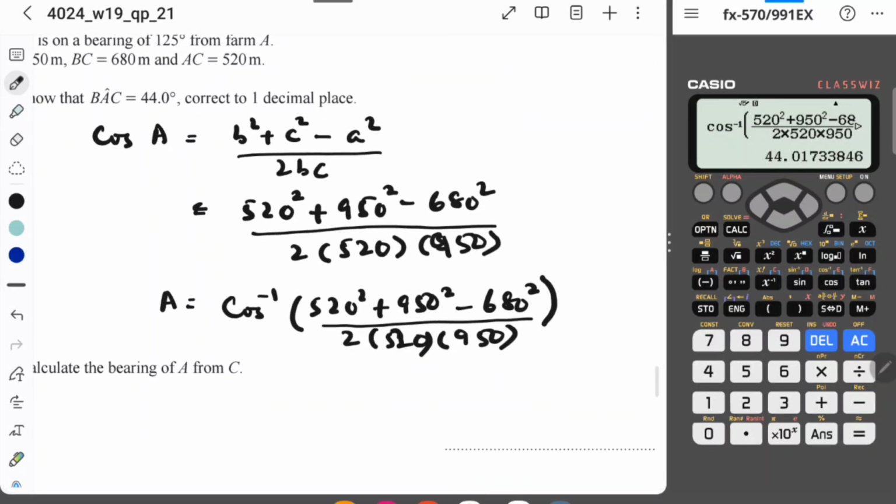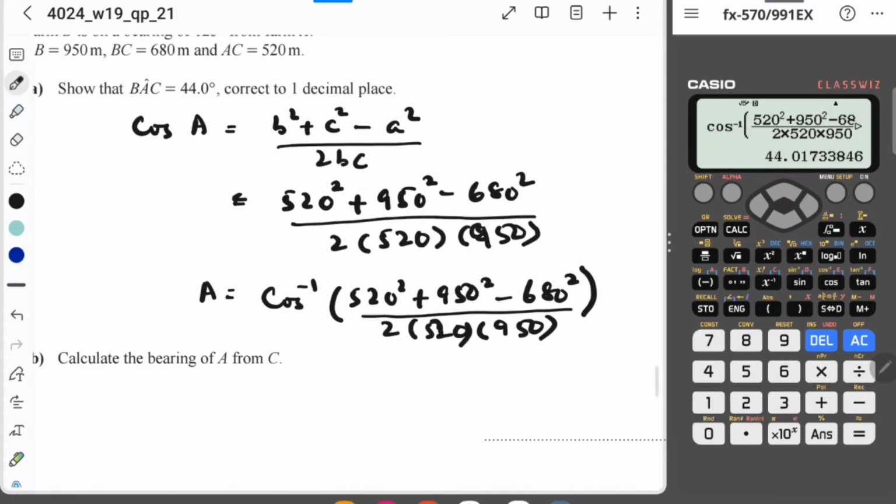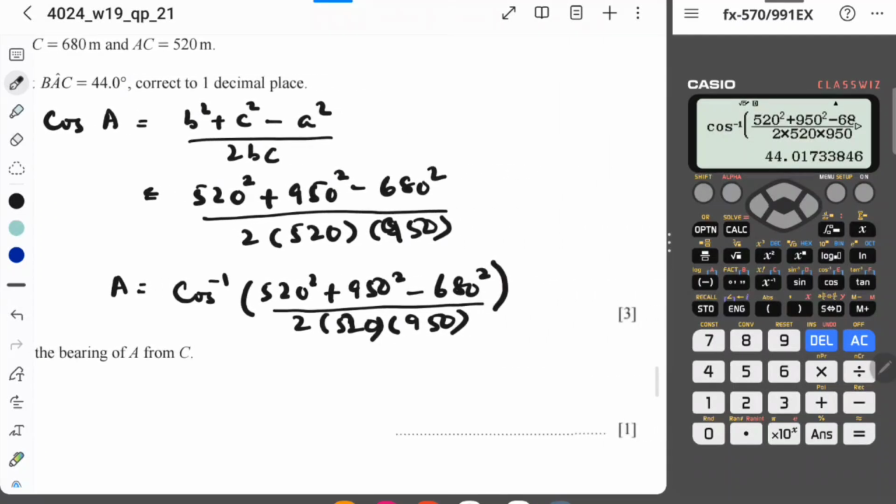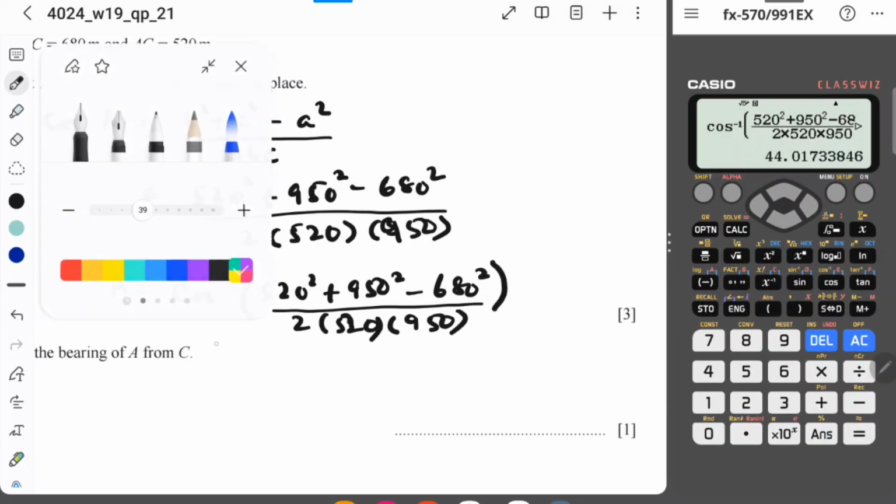Okay, so this is 44.0 degrees. This I'm writing down. This is 3 marks question.